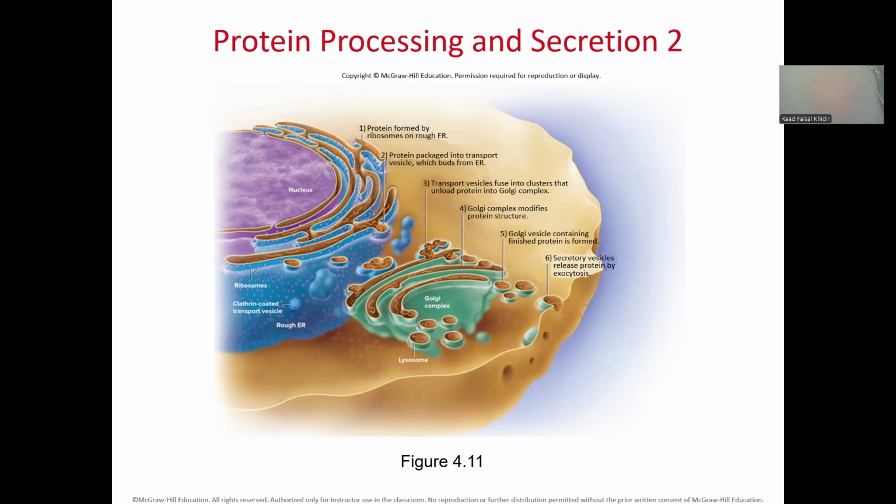So, all of you see protein formed by ribosomes on the rough endoplasmic reticulum. The protein is going to be packaged into a transport vesicle. The transport vesicle is going to fuse into a cluster that's going to unload the protein into the Golgi body. Then the Golgi body is going to modify the protein structure, and the Golgi vesicle containing this finished protein is going to be formed, and the secretory vesicle is going to be released. They're going to release the protein by exocytosis. Are we clear?